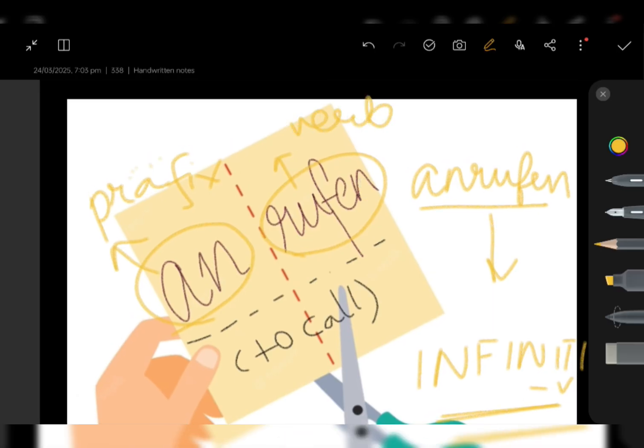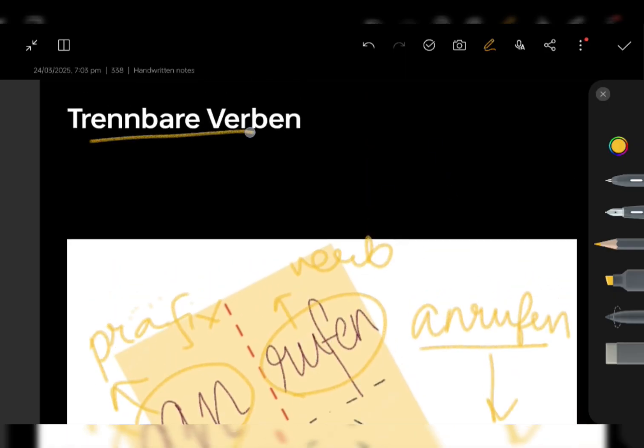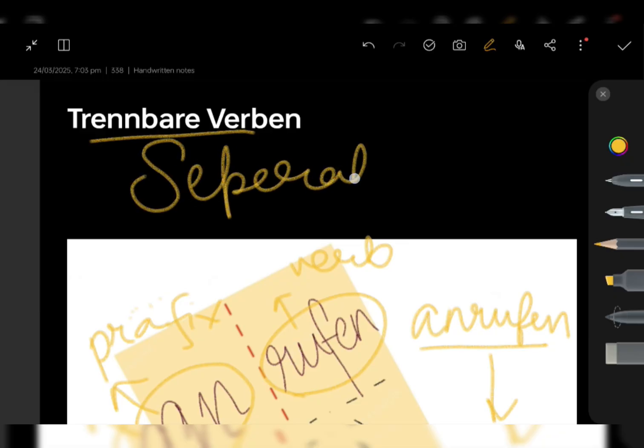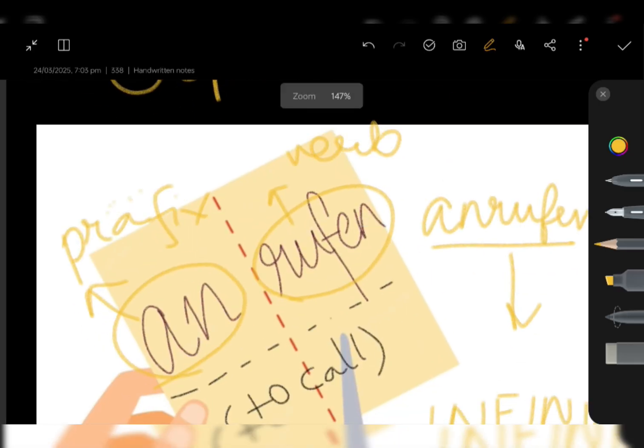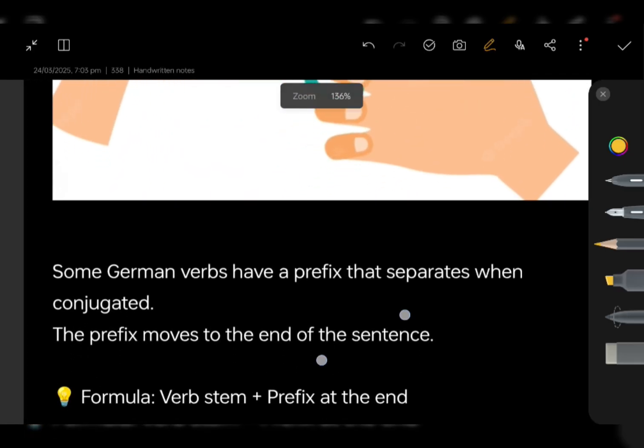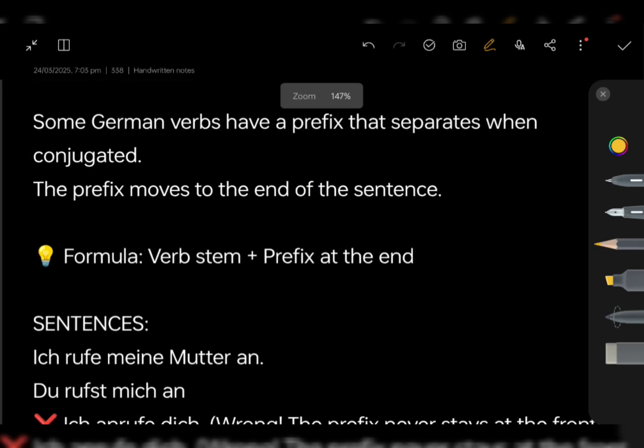See, in simple words, it's just cutting the word into two parts, the prefix and the verb. That's it. That leads us to the concept of today's video, which is trennbare Verben. I repeat, trennbare Verben, which is nothing but separable verbs. Basically, verbs which you can separate. Let us look at some of the examples so that we get a deeper idea about the topic.